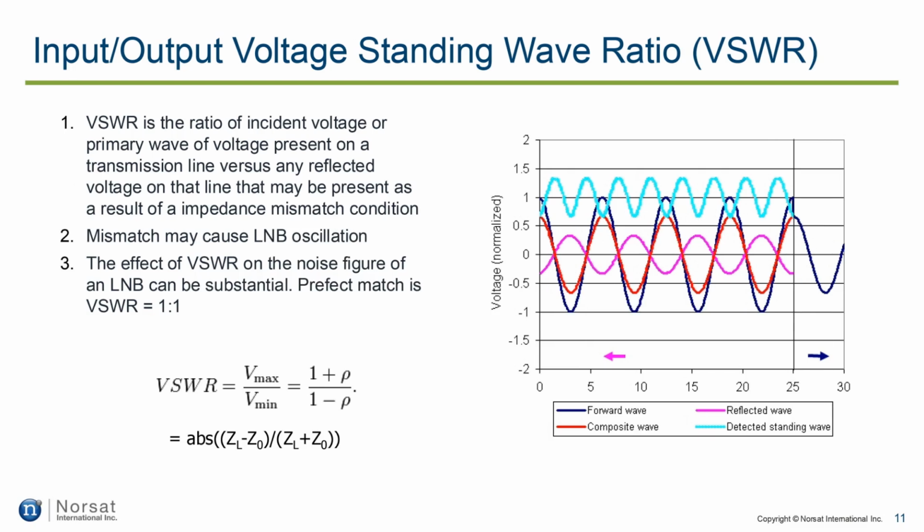The last parameter we want to introduce is the voltage standing wave ratio, or VSWR. This is the ratio of incident voltage, or primary wave of voltage present on a transmission line, versus any reflected voltage on the line that may be present as a result of an impedance mismatch condition, which might cause the oscillation of an LNB. The effect of VSWR on the noise figure of an LNB can be substantial. A perfect match means a VSWR has a ratio of 1:1.